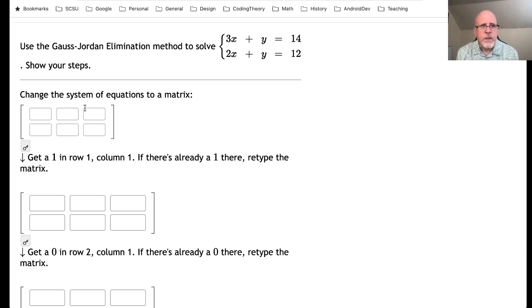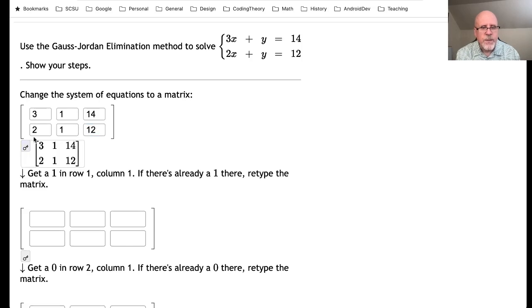The first line says to change the system of equations to a matrix. And just notice that the system of equations is written in a nice way so that it's easy enough to do that. In both lines, the x stuff happens first, then you see y's, then the equal signs, and then numbers on the right-hand side. So this system should be 3, 1, 14 in the first row, and in the second row it's 2, 1, and 12. So that part's almost trivial, but let's just double check.